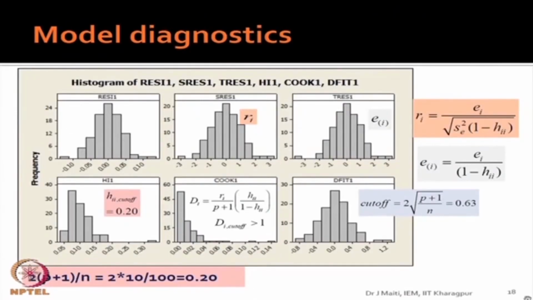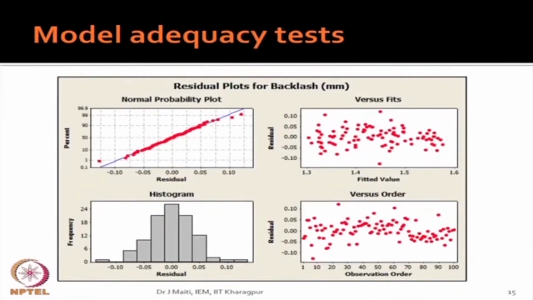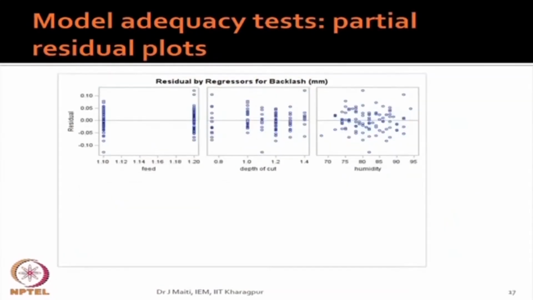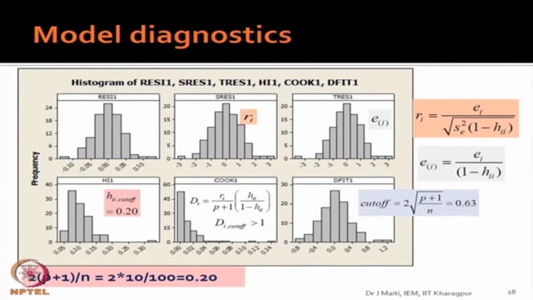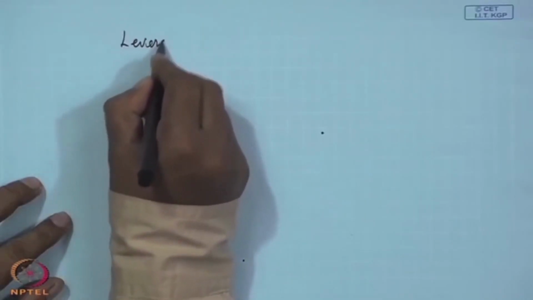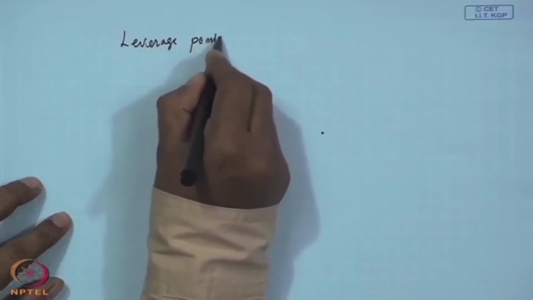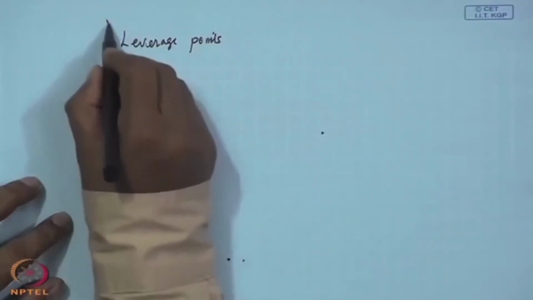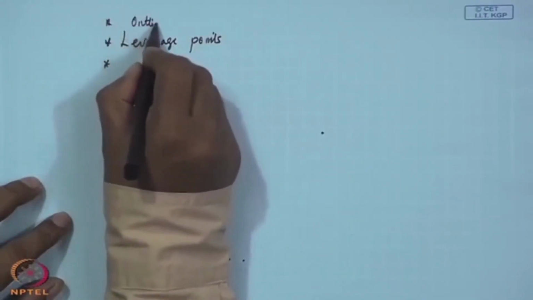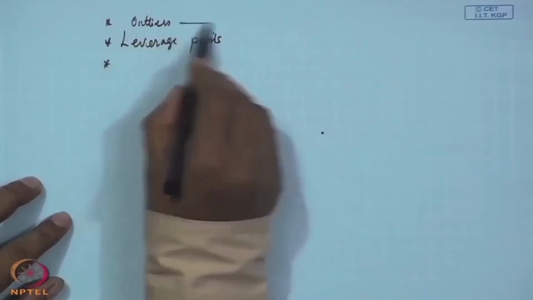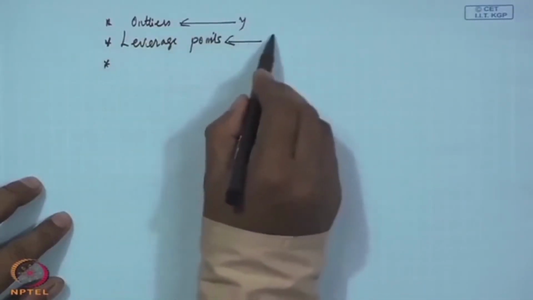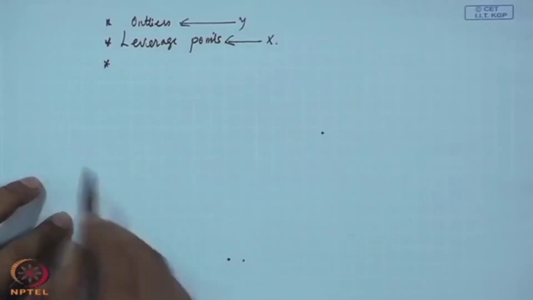Then, apart from these 4 tests I have shown you earlier, that is, your probability plot, fit versus residual, observation order versus residual, and your partial residual plot, there are certain other statistics to find out the leverage points. Can you remember leverage points? There are leverage points, there are outliers. So, we talk about outliers with respect to y, we talk about leverage points with respect to x. I think you can remember this.